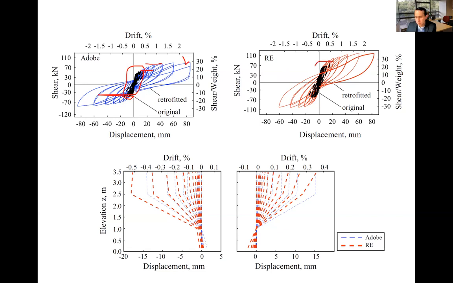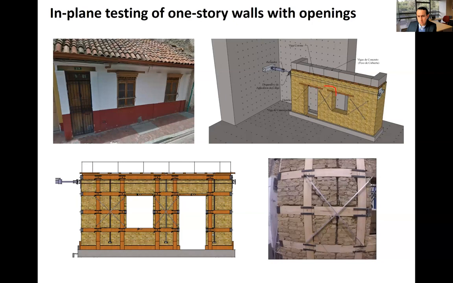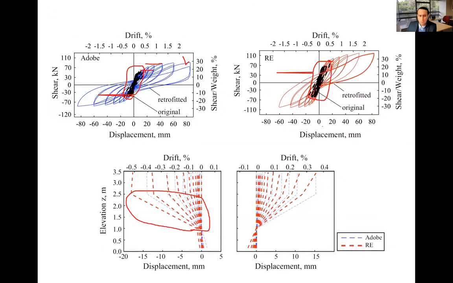Also for adobe walls, you see here hysteresis cycles that are fatter, and they also go to larger deformation displacements. In this case, you can see the profile of displacements along the wall. You see that there is a concentration of displacement in this position. When you have this opening, you will concentrate the damage mainly on these piers. That's something that called our attention in terms of the retrofitting technique, that we should include elements there.